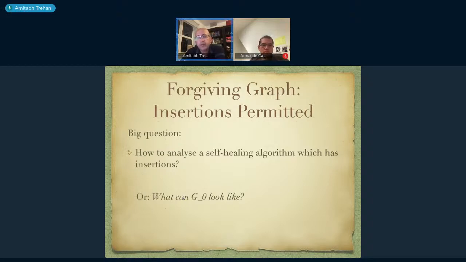Now if you think about it, how did my results in forgiving tree look? My results in forgiving tree look like: at time t, the degree of node V in GT is the degree of node V in G0 plus 3 at the most, right? Or the diameter of GT is at most log D times the diameter in G0. Right? Now, what can G0 look like in a forgiving graph? It can in fact be empty, right?